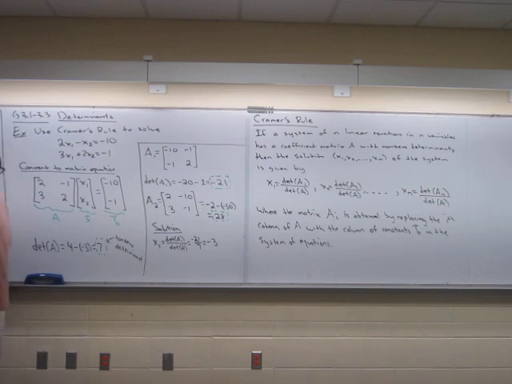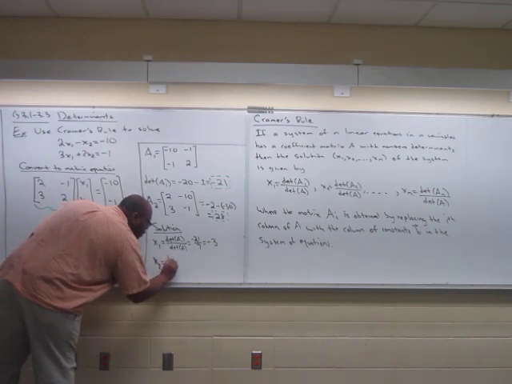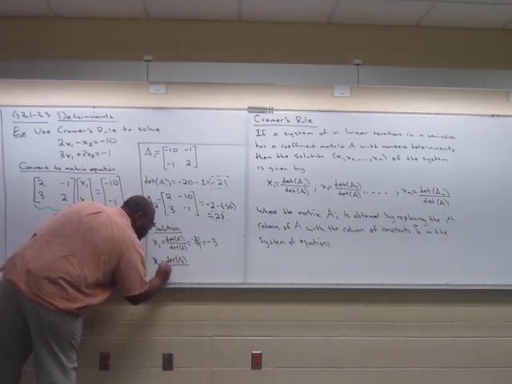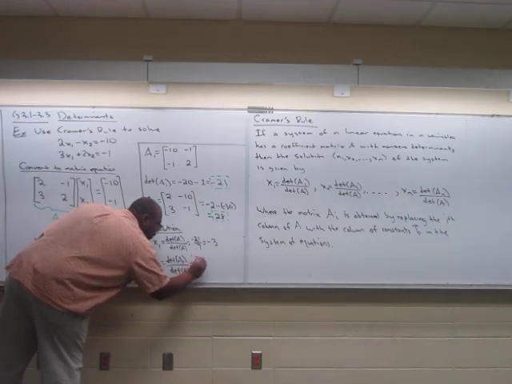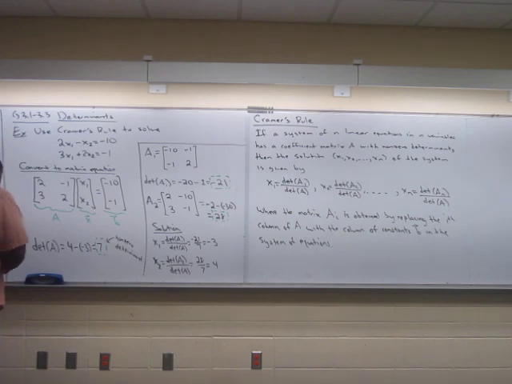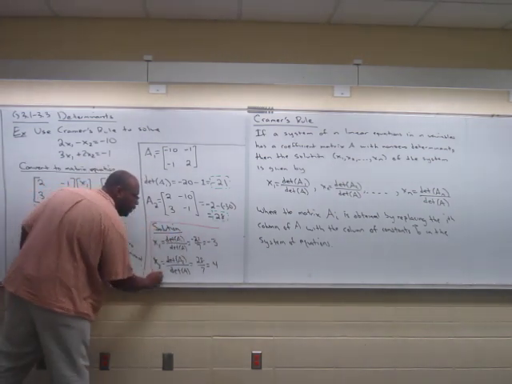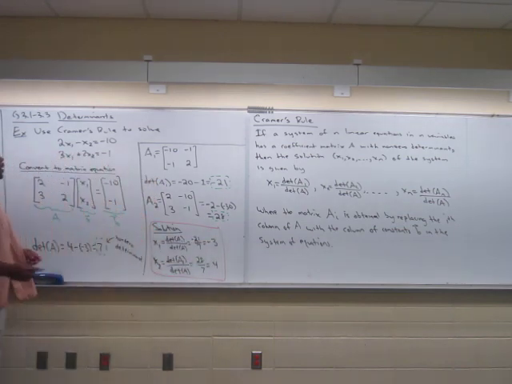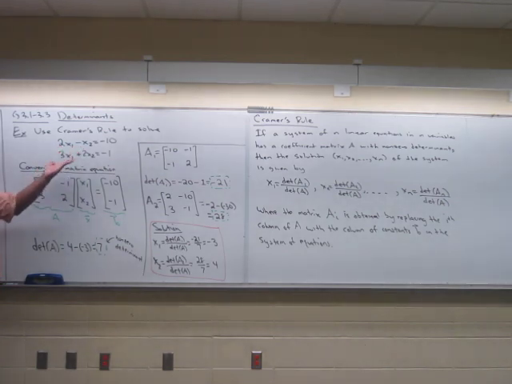And x2, right, is going to be the determinant of A2 over the determinant of A, which is 28 over 7, which is going to be 4. So that's going to be my answer. -3 and 4 are going to be my answers to this problem. And if you were to plug -3 and 4 into this system, we'll see that this is indeed the answer to this problem.